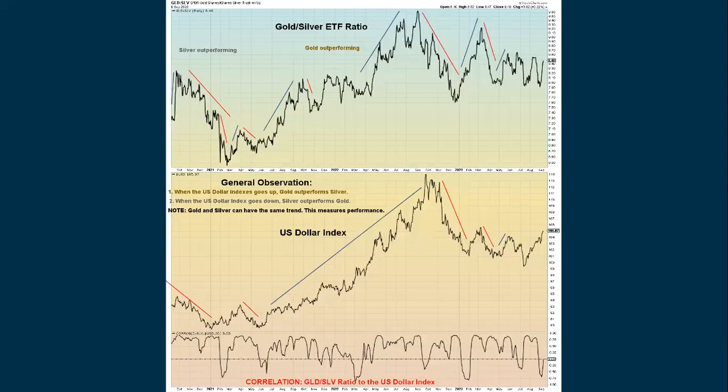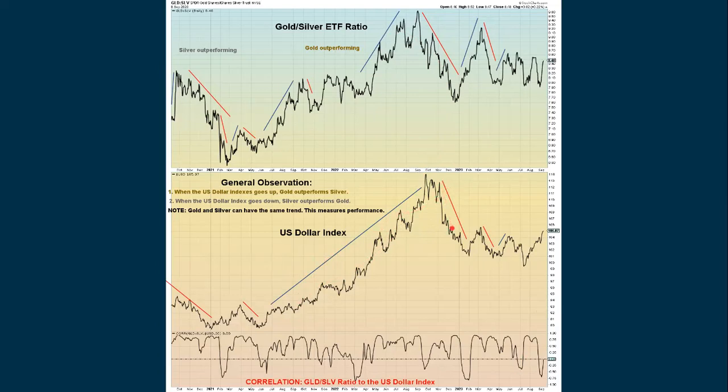We can also take that a bit further. We have the gold to silver ratio on the top. And when this is going up, that means gold is outperforming. When it's going down, that means silver is outperforming. Now, individually, they might be in uptrends, but this is just a ratio showing which one is doing better. We can take that to the next level by looking at the US dollar index and make some general observations. When the dollar index is going up, like we see here with the blue line marking this, gold tends to outperform silver. When the dollar index is going down, silver tends to outperform gold.